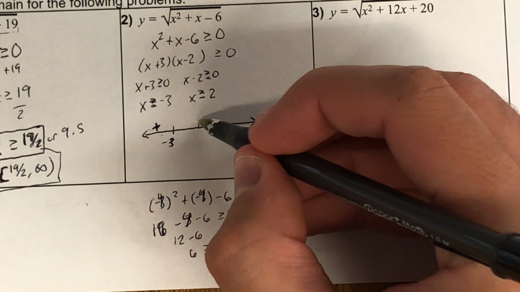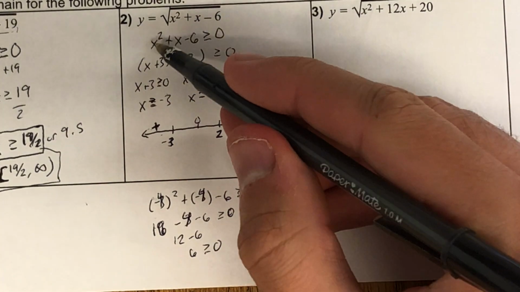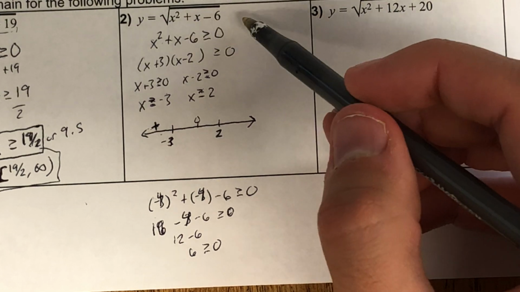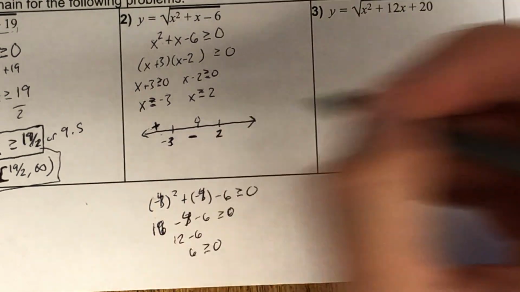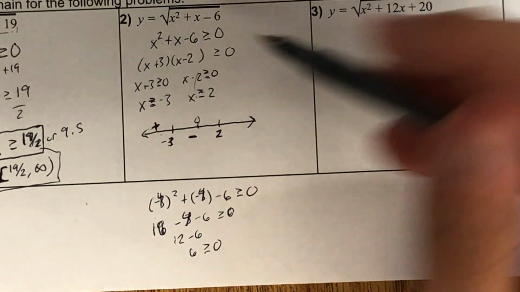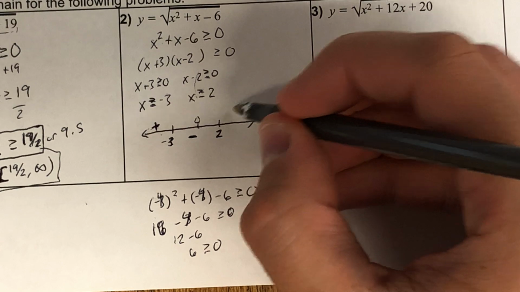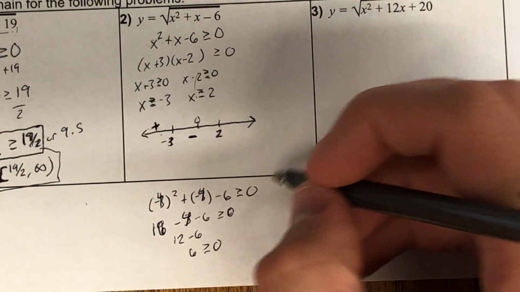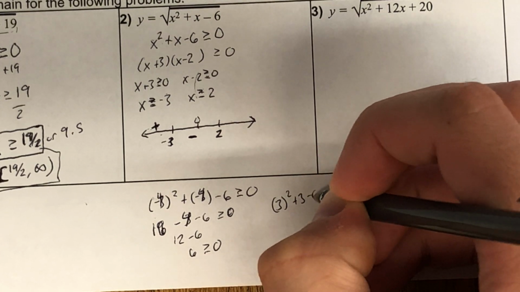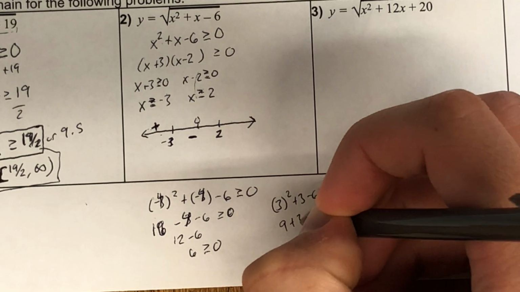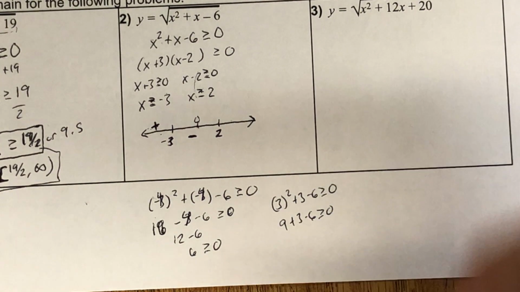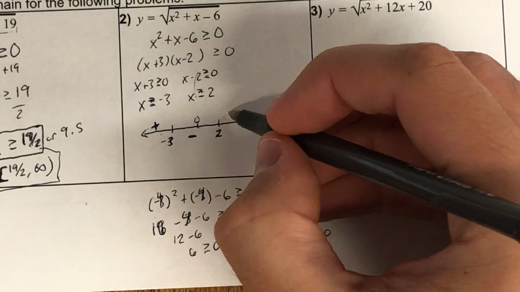Let's pick something in between. So let's try 0. If I plug in 0 for x, I'll get 0 plus 0 minus 6. -6 is not greater than or equal to 0, so we get a negative value there. That means if I plug in 0, I'm going to get a negative root, which you can't have. Let's pick a number to the right of 2, so let's pick +3. So we'll have 3 squared plus 3 minus 6. So 9 plus 3 minus 6, is that greater than or equal to 0? 9 plus 3 is 12, minus 6 is 6, and yes, 6 is greater than or equal to 0.